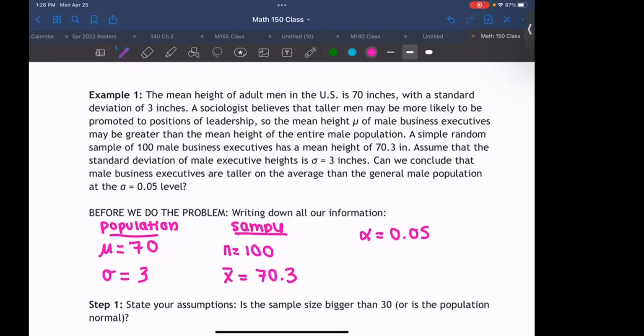Mean height is 70, and someone thought it might be bigger for a group of male leaders. So we took a sample of 100 people. And the sample size does seem a little bit bigger than the population. So we're going to see if we reject or fail to reject. It's kind of blurry here, not really sure if that's enough to reject the null hypothesis. Let's see what the p-value says.